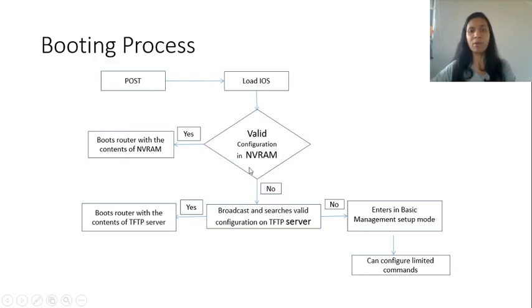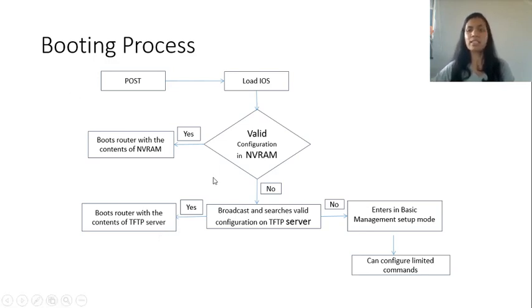If the valid startup configuration file is not found in NVRAM, then in that case, the router will search by broadcasting if the configuration file is stored in the TFTP server on that network. If the router finds out that the configuration file is present on the TFTP server, then in that case, the router's IOS is going to take up the startup configuration file which is stored in the TFTP server and will load the configurations from the startup configuration file in the TFTP server.